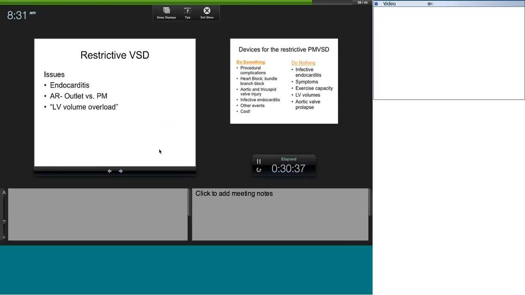Why would we want to operate? Three reasons are quoted by most people. You want to operate because you want to eliminate the risk of endocarditis. You want to prevent aortic regurgitation through increasing prolapse. And the second thing that I've put in quotes is because you think there is LV volume overload.